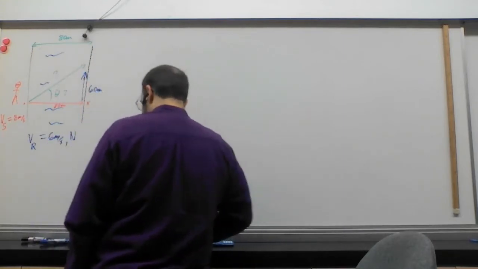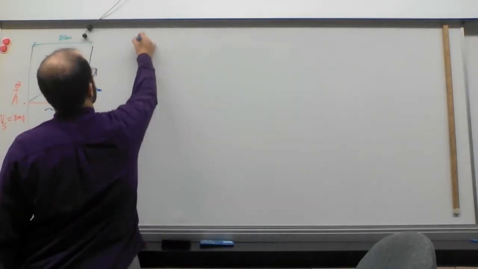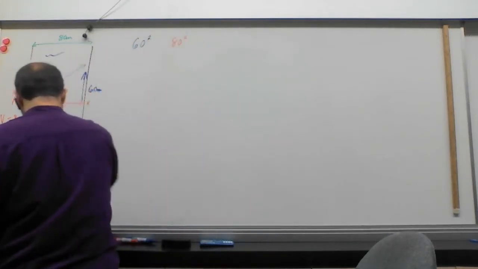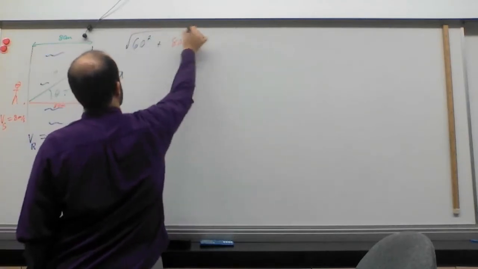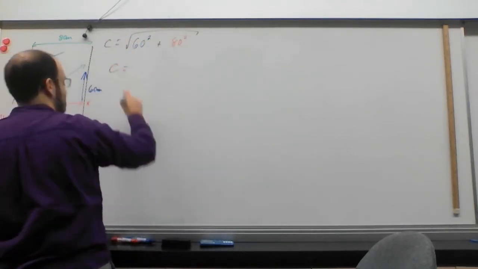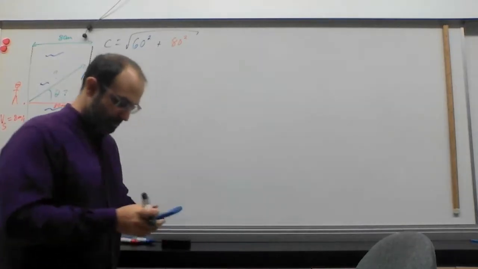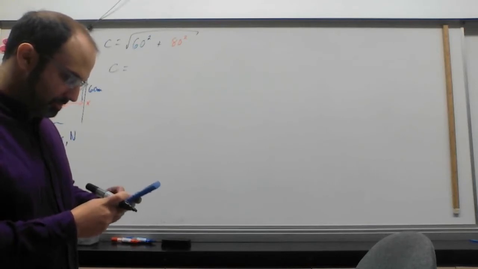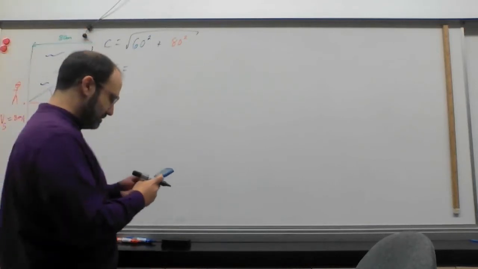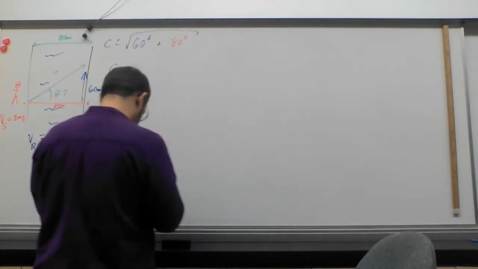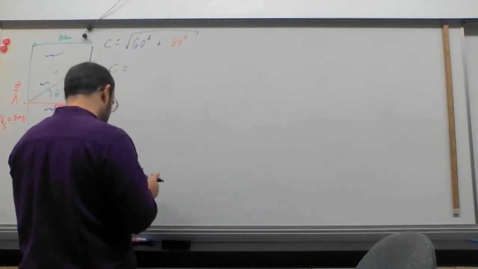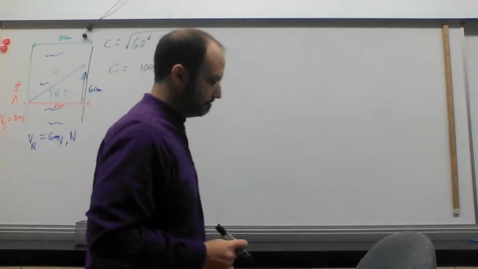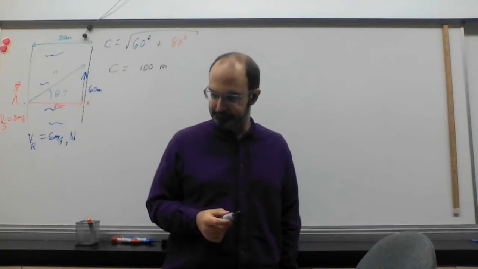So what is the total displacement? Well, we take our 60 squared and our 80 squared. We're going to have to square root that in order to get c. c is going to be equal to, let's get on our trusty calculator, 60 squared plus 80 squared. That's going to be 10,000. Square root of 10,000. We're going to get 100 meters.